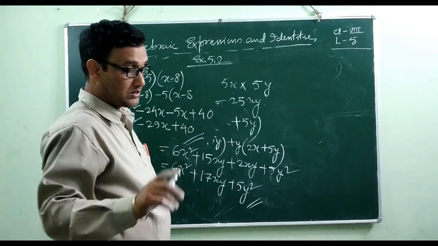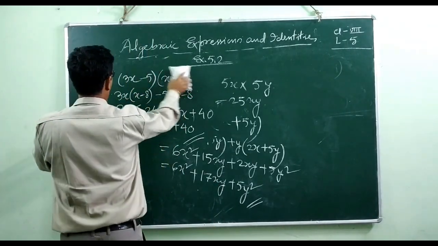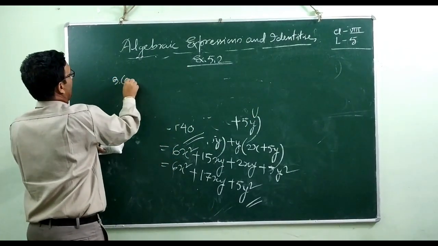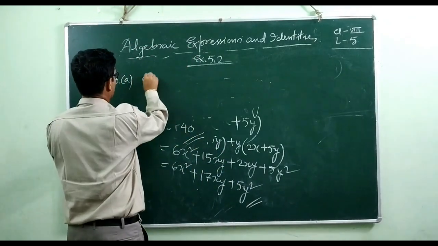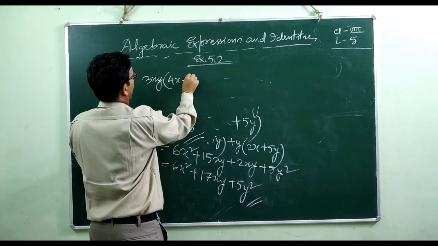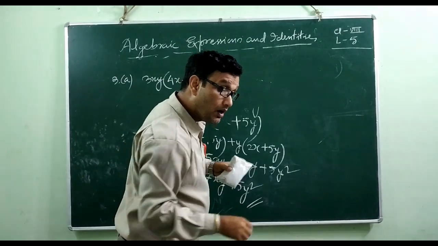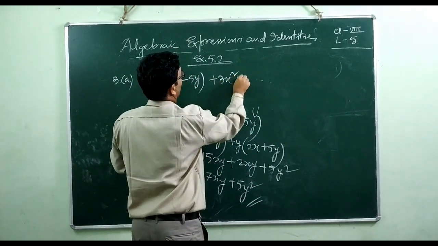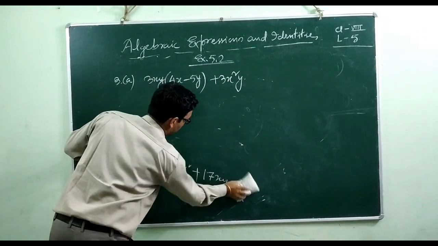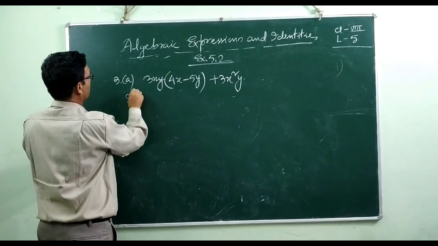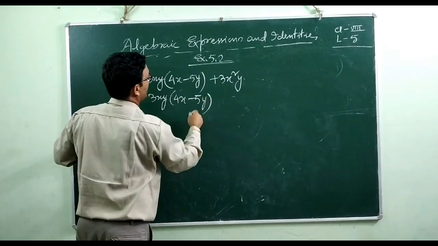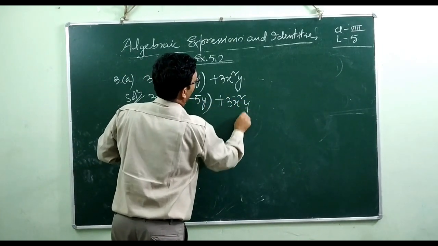Simplify the following. Simplify the following means how to solve. Here you see, simplify the following. The first question given is 3xy into 4x minus 5y plus 3x square y. How do we solve this? I have written the question already. Solution: 3xy into 4x minus 5y plus 3x square y.